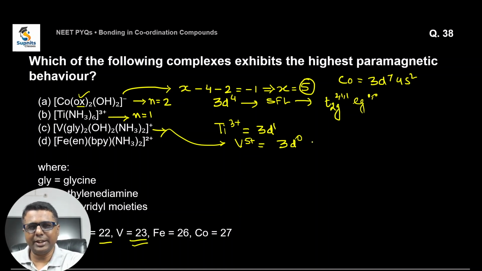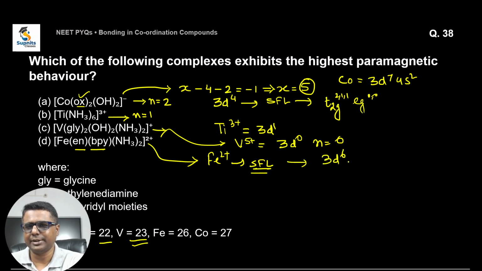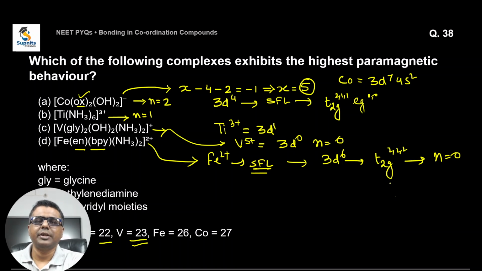Okay, and it is having all the weak field ligand with it, so n will be equal to 0. Again it is having en, so this is a strong field ligand, and this will be Fe2 plus with SFL. So Fe2 plus is nothing but 3d6. Now 3d6 with SFL is t2g 2 2 2. So this will be n equal to 0. Okay, this is a very good question. You have to work out, but it doesn't take much time. Anyways, here n equal to 2 is this one. So this will be having highest paramagnetic behavior.